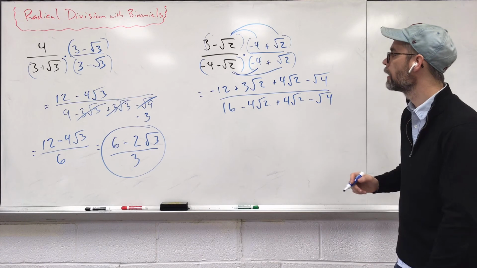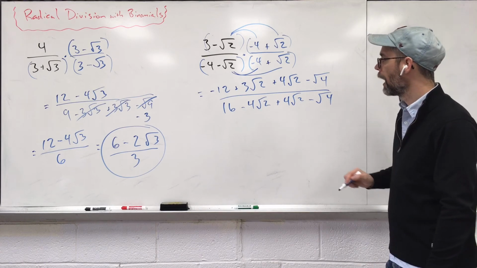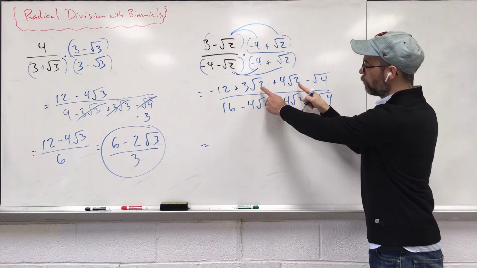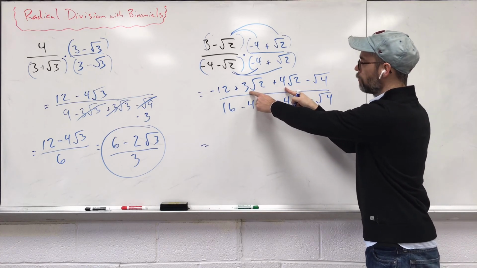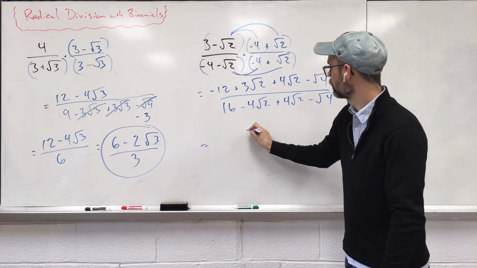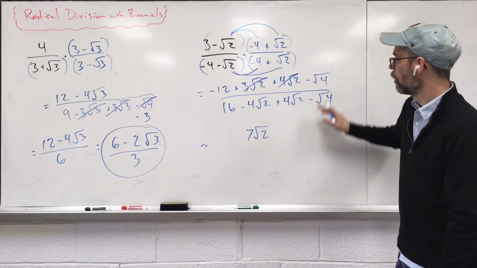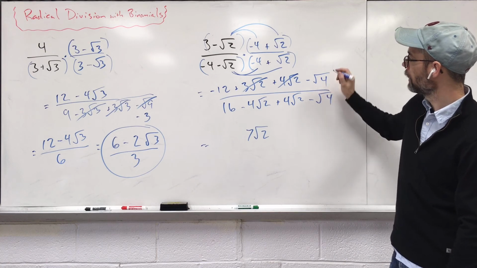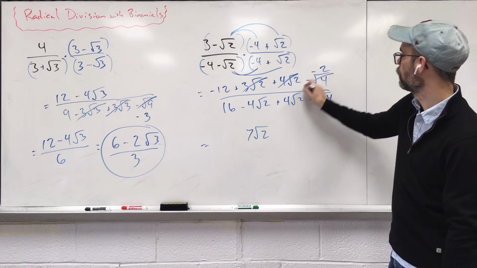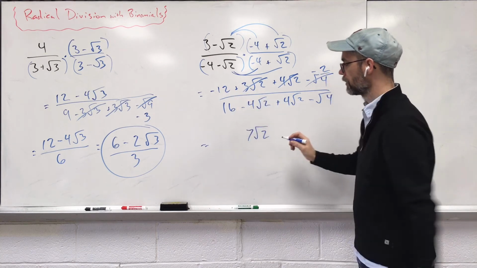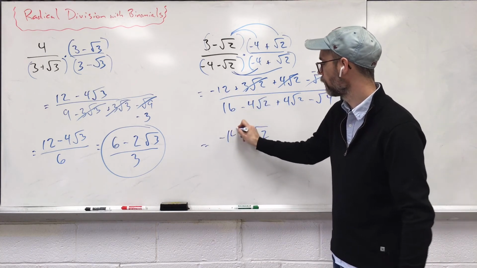So let's simplify. Up top, I want to combine these. We have radical 2's. Let's add the numbers in front. So we're going to get a 7 radical 2. Over here, I could rewrite that and say negative 2 when I simplify. Now I want to combine these, giving us negative 14. I'm going to put that in the front.